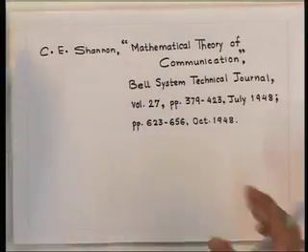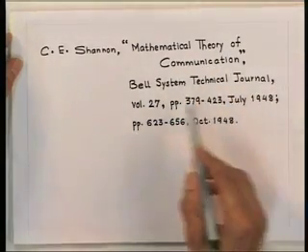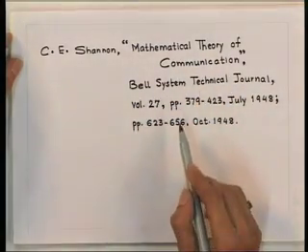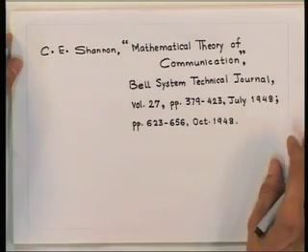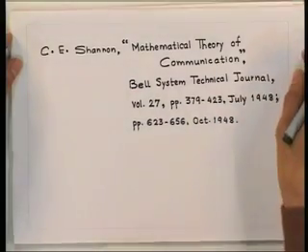Shannon published his classical paper titled Mathematical Theory of Communication in the Bell System Technical Journal in two parts, in July 1948 and October 1948. The gist of Shannon's paper is that the presence of random disturbances in a channel does not by itself set any limit on transmission accuracy, but instead it sets a limit on the information rate for which arbitrarily small error probability can be achieved.